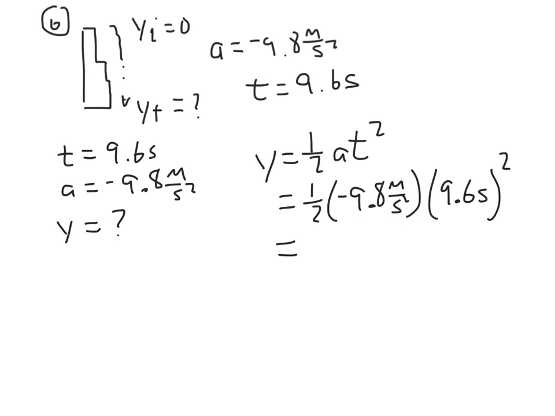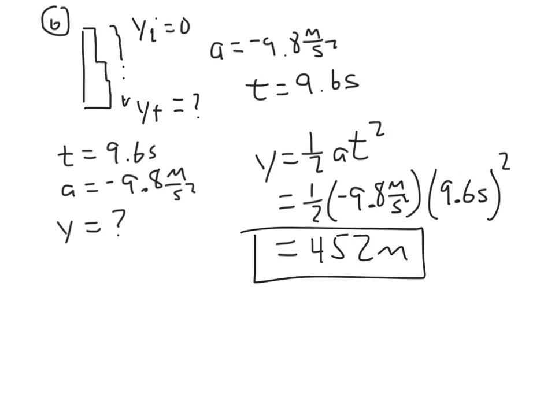Don't forget, it's 9.6 seconds squared. If you forget that square, you're going to be way off. See that? Square. Make sure you square that 9.6. It's not 9.6. It's 9.6 seconds. Square it. And our answer is 452 meters. Again, if you watch those things cancel out, you'll be fine. The units cancel out in the step above. You'll be fine.